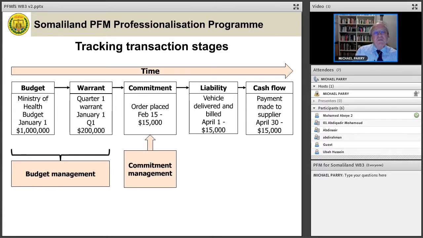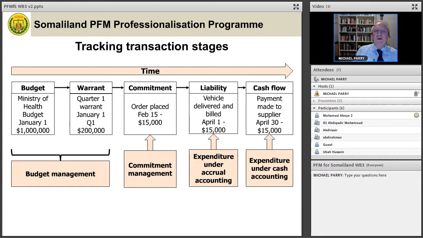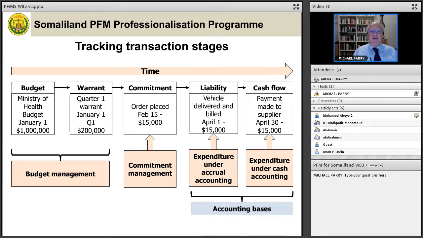Commitment management, the commitment ledger through the commitment system. The liability, if for example you buy a vehicle, when it's delivered and billed, that's a liability. That's when you record the expenditure under accrual accounting. And finally, when you make the payment, that's expenditure under cash accounting. So multiple stages, 5 stages of an expenditure transaction, all of which should be recorded within a government system. Not all parts of the accounting system. The accounting system is really only the last 2, the accounting base.